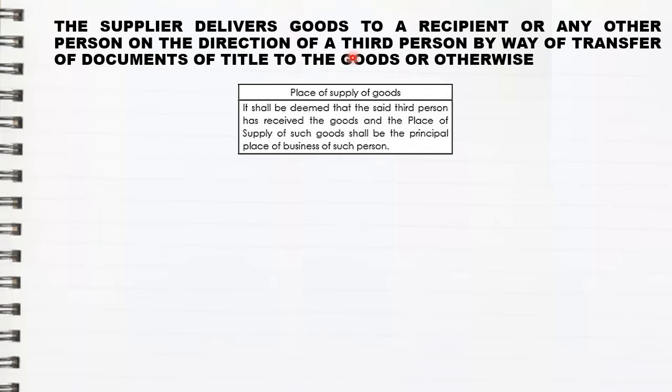Under such condition, the place of supply of goods will be that it shall be deemed that the said third person has received the goods, and the place of supply of such goods shall be the principal place of business of such person. It means if there are three parties involved, the party that informs the supplier to deliver goods to some other person, the place of supply will be considered of the third person. To understand that, let us take an example.